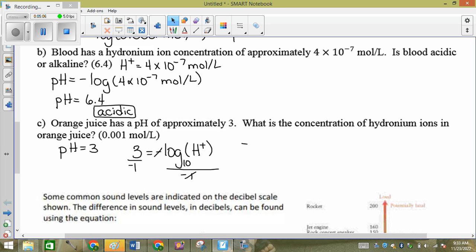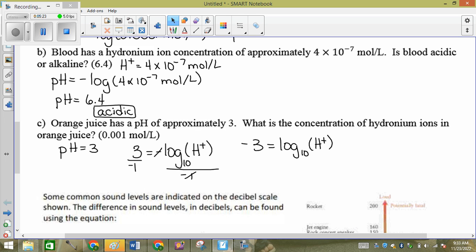And then we have negative 3 equals log base 10 of h plus. Most people won't spot the negative 1 as a problem. If it's a 2 or a 3, they know they need to divide it over. But the negative 1, they kind of just ignore it. They're like, I don't really care about it, and then ignore it.